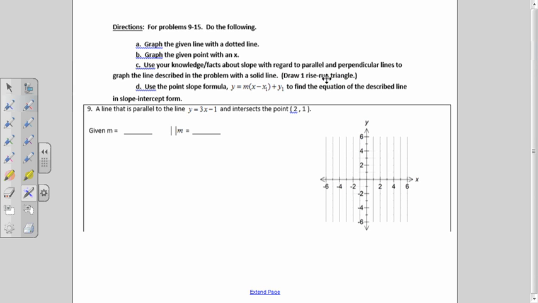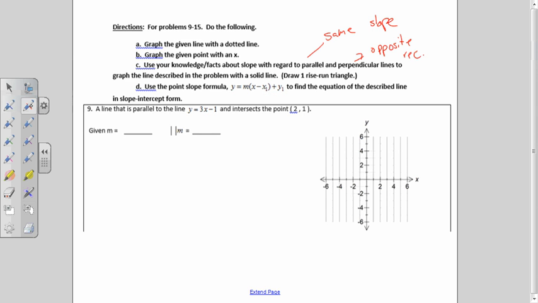And our knowledge of parallel lines, I'll write this in actual pen so it doesn't fade out. Parallel lines have the same slope. Perpendicular lines have opposite reciprocal slopes, which means to change the sign and flip it over. Then in D, it says use the point slope formula, which is given here, to find the equation of the described line in slope-intercept form, which is y equals mx plus b. So you're going to move from this formula to y equals mx plus b.